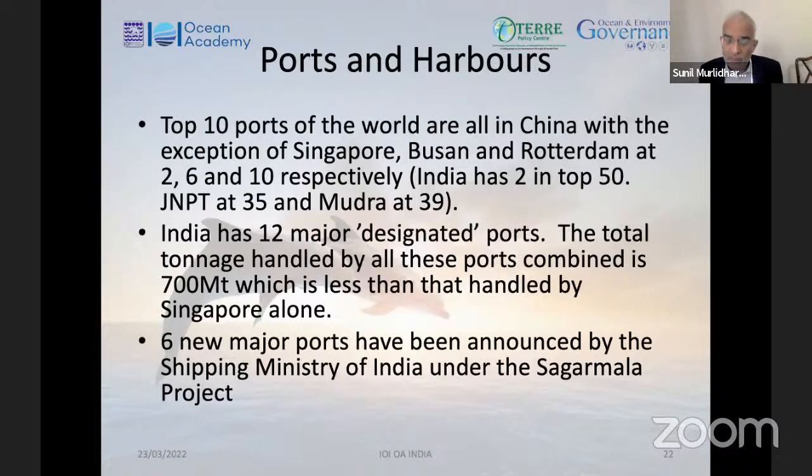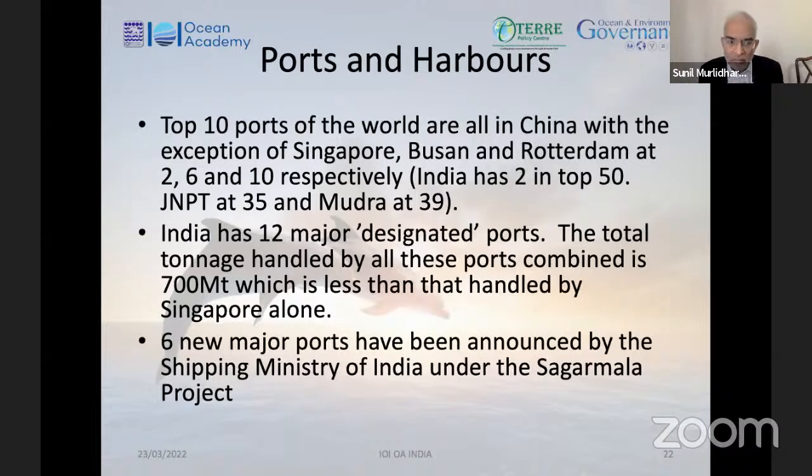So India has 12 major designated ports, but look at this again. Again, another big eye opener. See how small we are compared to the rest of the world, or even a country like Singapore. The total tonnage handled by all of the 12 ports of India is significantly less than that handled by Singapore alone. And Singapore is the second port. So Singapore alone handles the combined tonnage of all the 12 major ports of India.